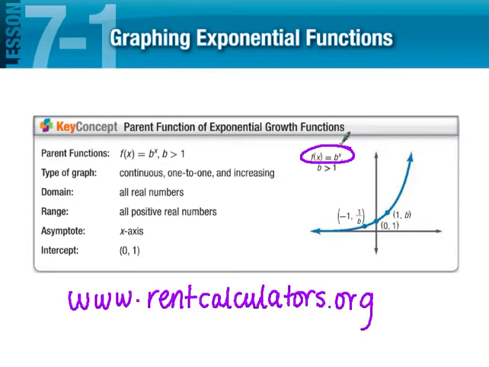Domain, all real numbers. Remember, domain is your x values. Or another way to view the domain, that's your left to right. Okay. The range here is all positive real numbers. That's your y values. And that's top to bottom or up and down. There's an asymptote, and that's like an invisible fence or a boundary, and that's at the x-axis. And then the intercept is at (0, 1).